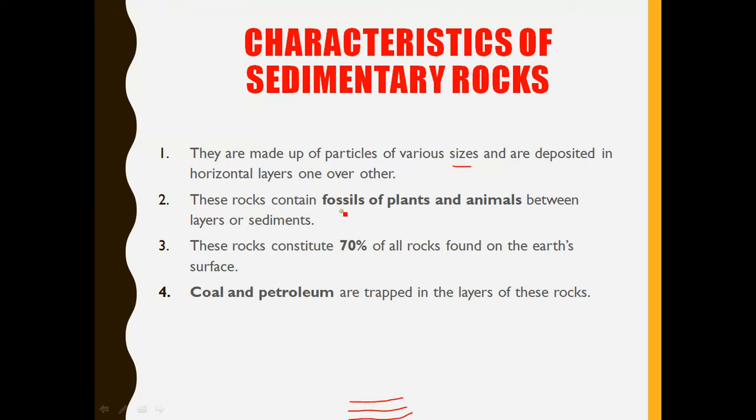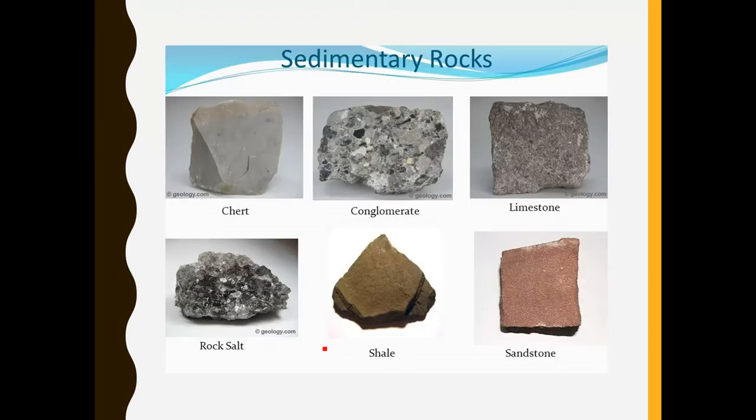Now, very important, sedimentary rock contains the fossils of plants and animals. And these rocks constitute about 70% of the entire rocks found on the earth's surface. Coal and petroleum are trapped in the layers of these rocks, right? Now these are the examples of your sedimentary rocks. Normally, we have talked about limestone. That is how it looks. This is sandstone. This is shale. Then this is rock salt, chert, conglomerate. So these are all sedimentary rocks.